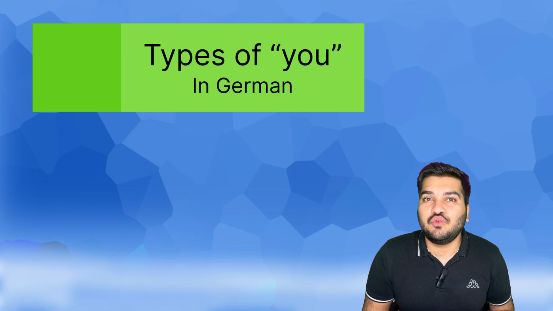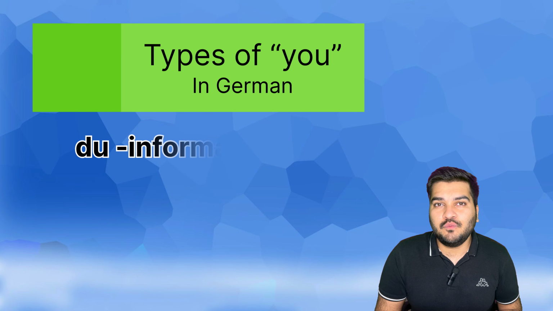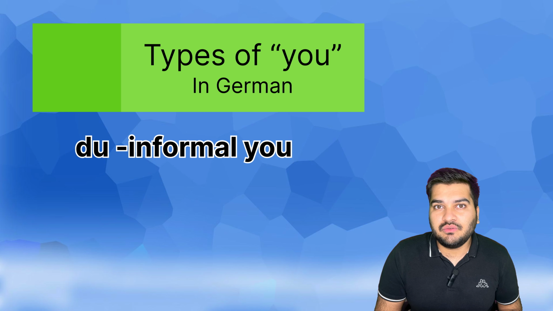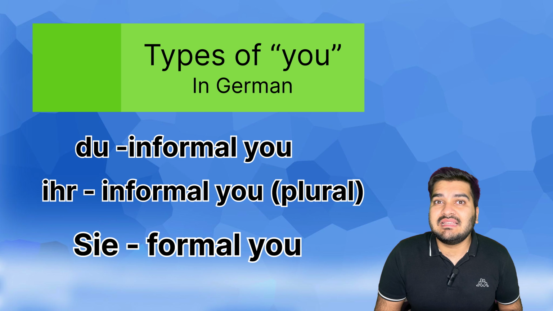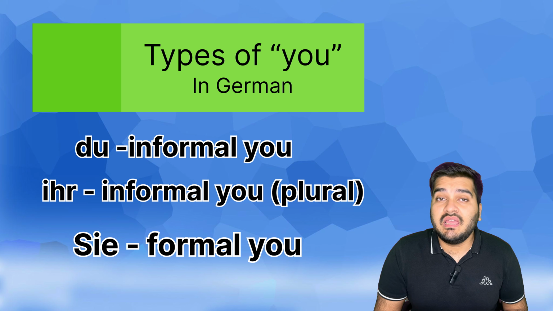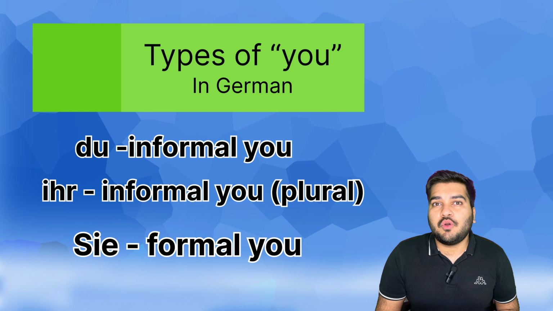So first of all, let's discuss how many types of you do we have. Very first, we have du. Du is informal you. Ihr is informal you, but for more than one person. Then formal you is Sie with capital S, and it can be used for singular as well as for plural. That means if you're talking to one person formally, you will use Sie. If you're talking to more than one person formally, you will also use Sie. I hope the concept of different types of you is clear now.